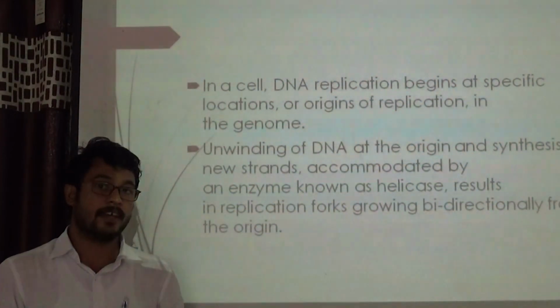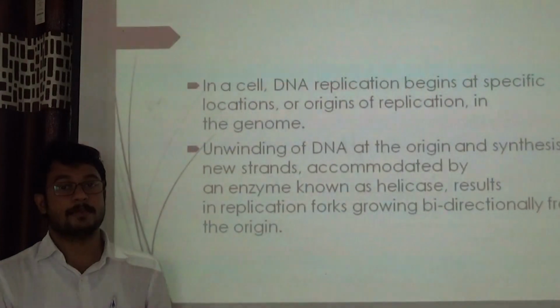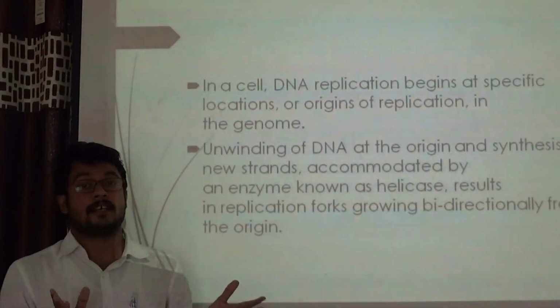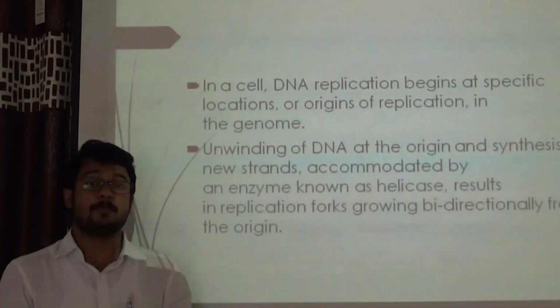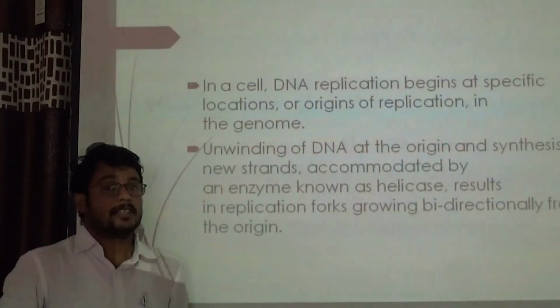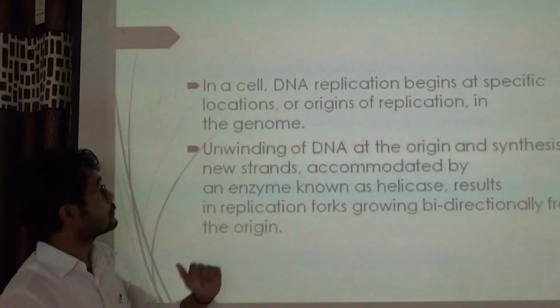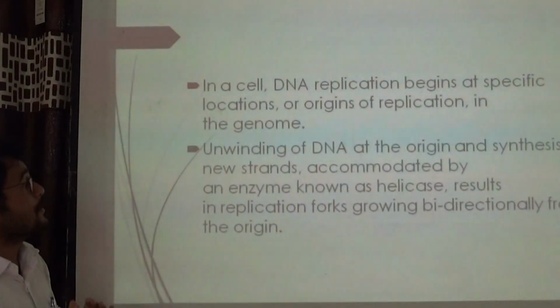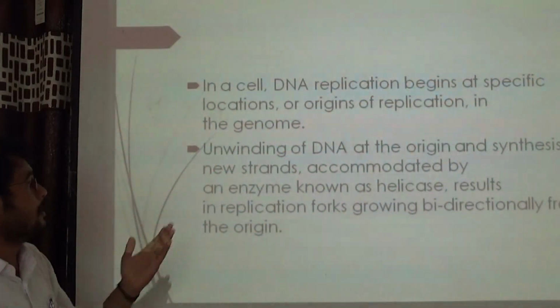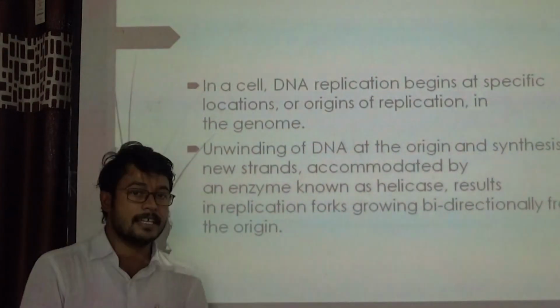In the case of viruses and plasmids, there is also a single ori. But in the case of eukaryotes, there are thousands of oris. This is the start of replication. Again, second, at the origin, synthesis of the new strand is accompanied by the enzyme known as helicase.